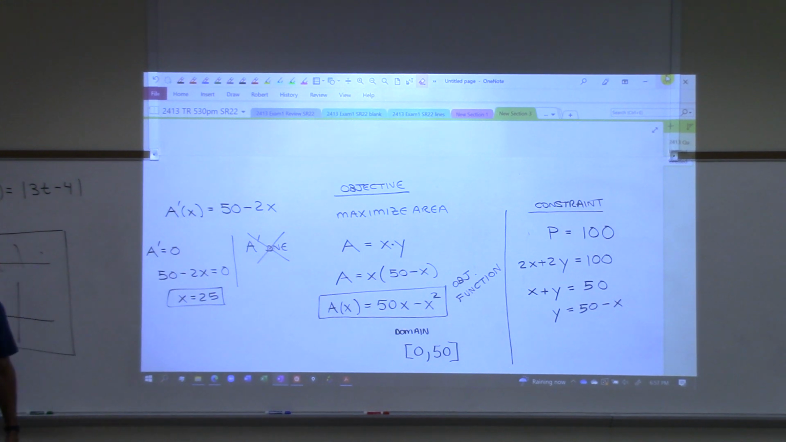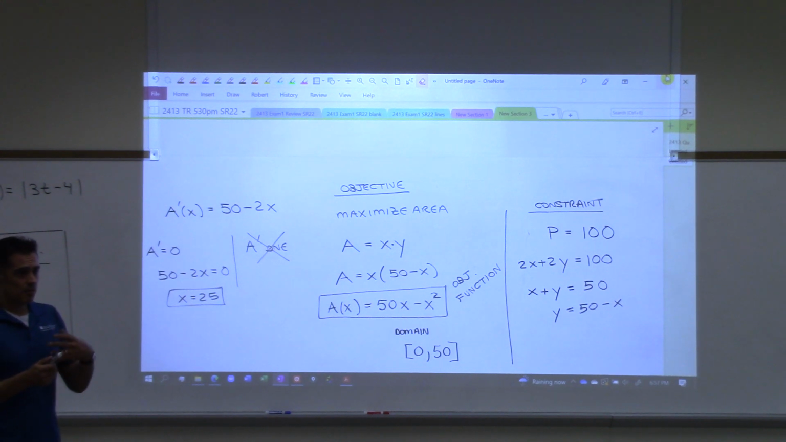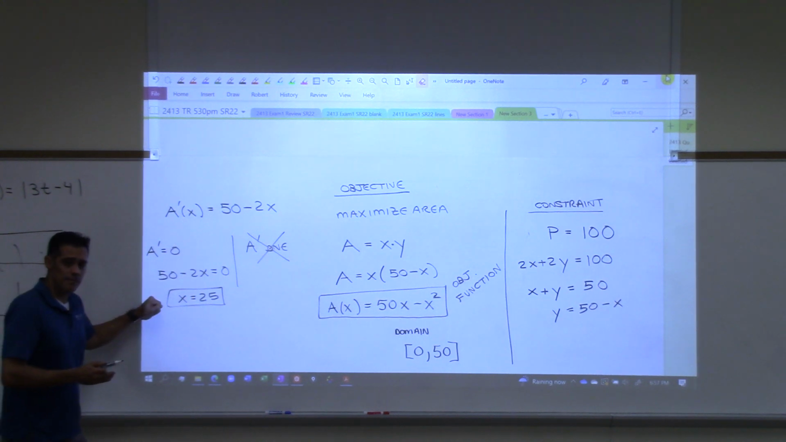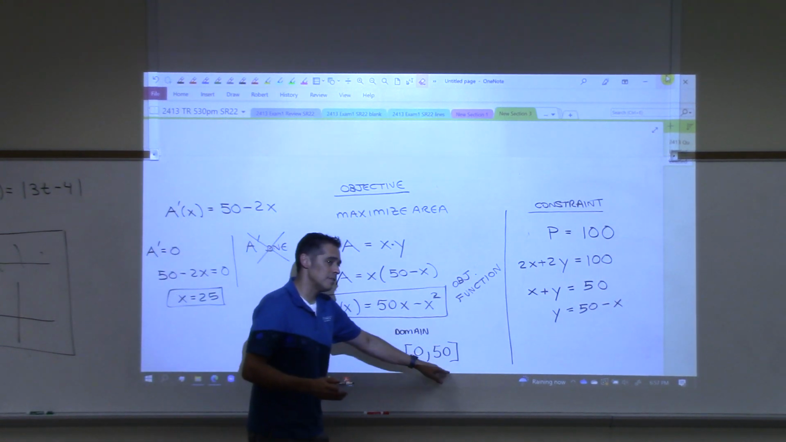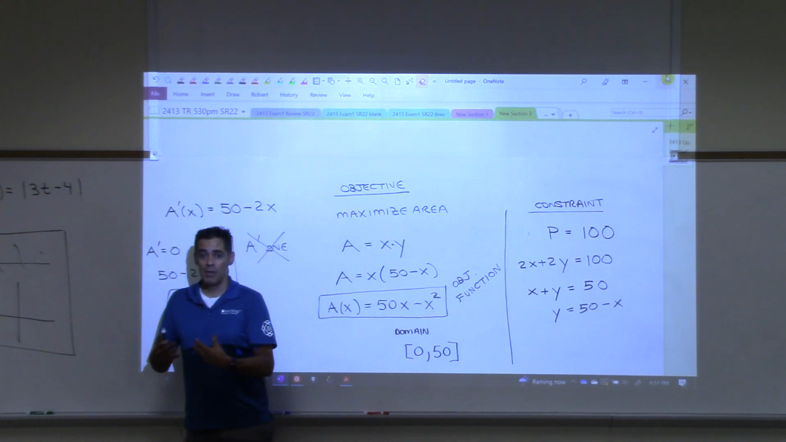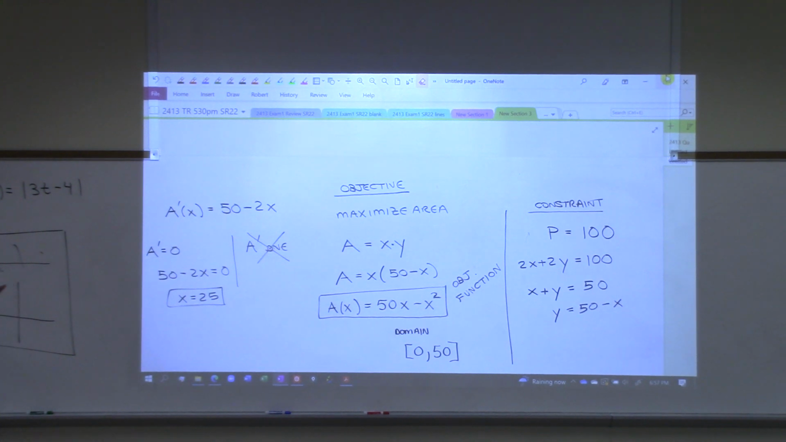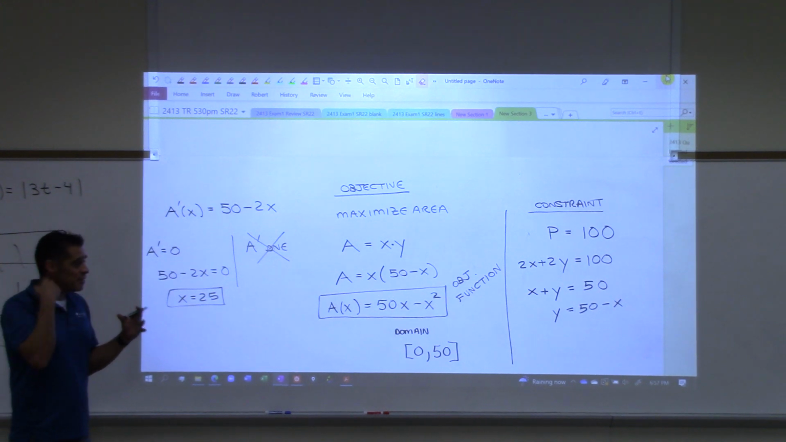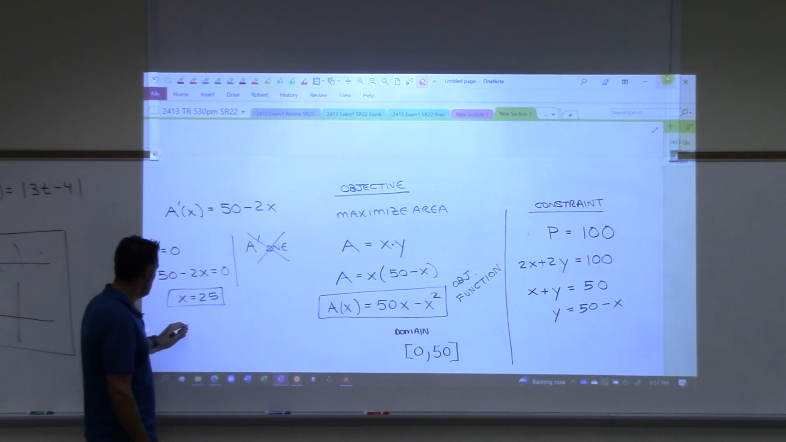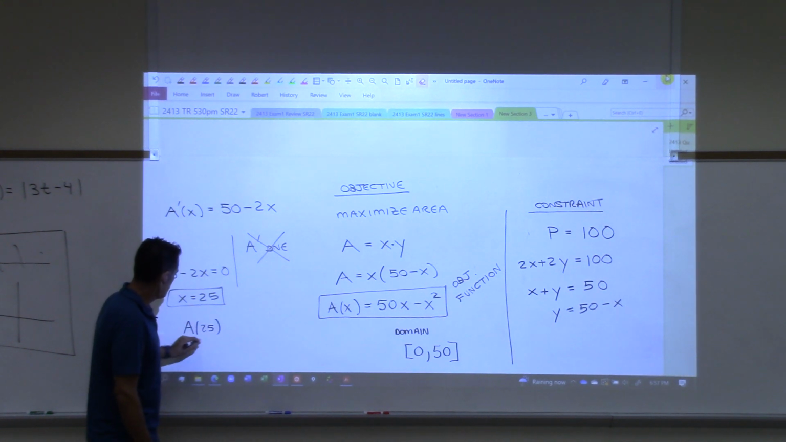Now what? Put it in the number. No, number one. So it's closed interval method, right? Since it's closed interval, what we're going to do is we're going to take this answer and the two endpoints and plug them into the original function. And then see which is the biggest, and that's the only one we need, the biggest, right? So this is the closed interval method. We have to make sure we're doing that. So I need to find A of 25, A of 0, A of 50.